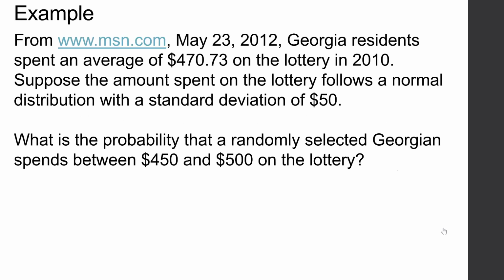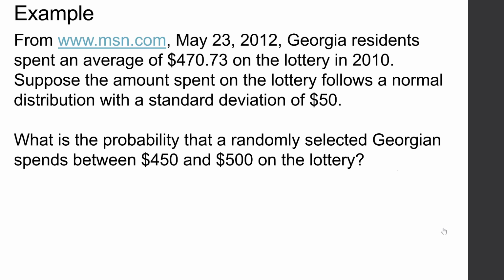All right, so let's do an example of an application of this. May the 23rd, 2012, Georgia residents spent an average of $470.73 on the lottery in 2010, from this MSN.com article. Suppose the amount spent on the lottery follows a normal distribution with a standard deviation of $50. What is the probability that a randomly selected Georgian spends between $450 and $500 on the lottery?